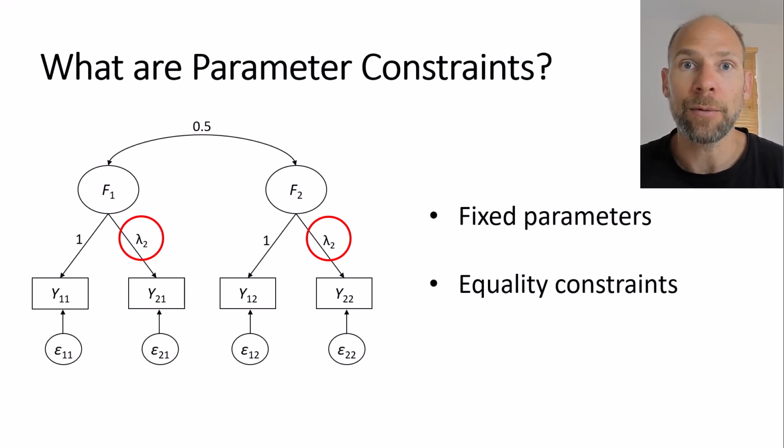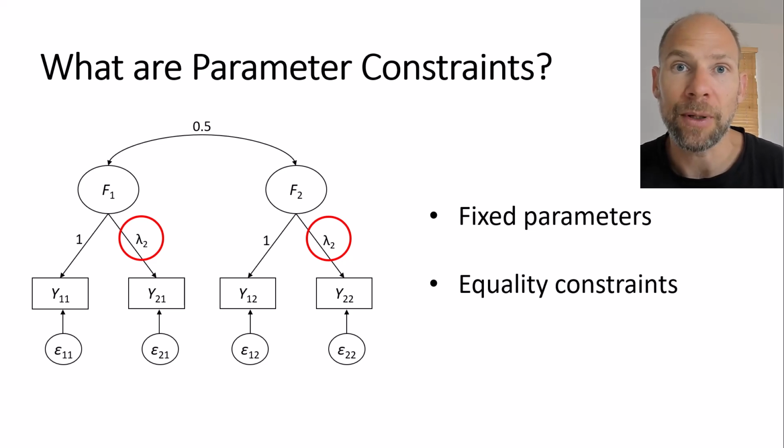But the second loading would be estimated, and then in order to test whether it's equal across time, we would set it equal. So we would impose an equality constraint on that loading lambda 2 for measurement invariance of the loading.